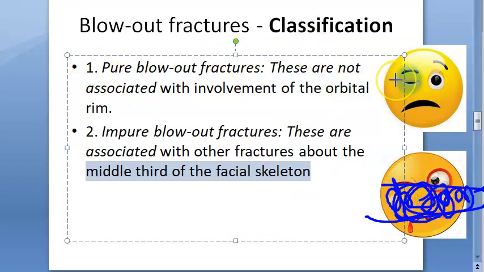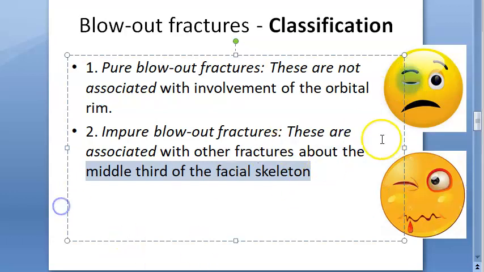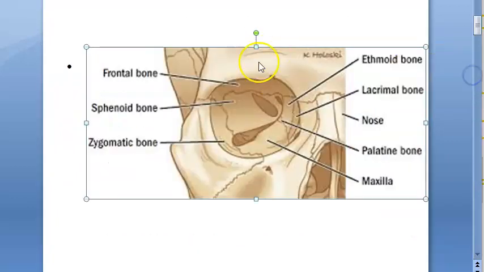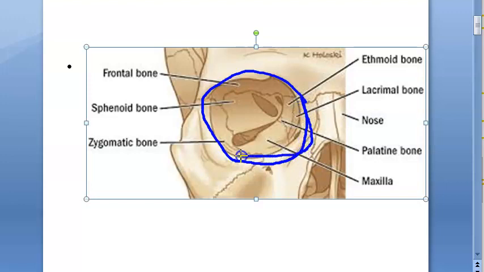But what is a pure blowout fracture? These are not associated with involvement of the orbital rim. So that means it did not go beyond this, or what? Anyways, there is pure and impure. Impure means the middle third of the facial skeleton is also affected. So guys, the rim is what you see here. Just look at this. The frontal bone, the zygomatic bone, and the maxilla together form the orbital rim.